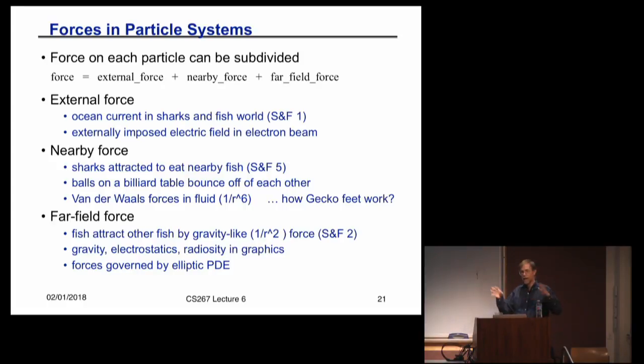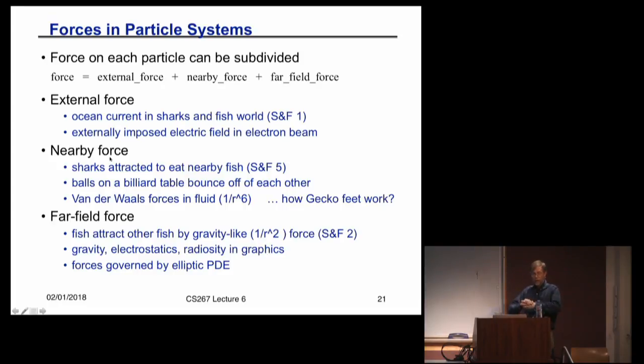Everybody's independent and parallel, and the fish swim on. Also, if you have some sort of particle accelerator, or electron beam lithography device, you impose an external electric field, and each electron feels that. That's the dominant electric field, and it just evaluates it and decides where to go. So that's all embarrassingly parallel.